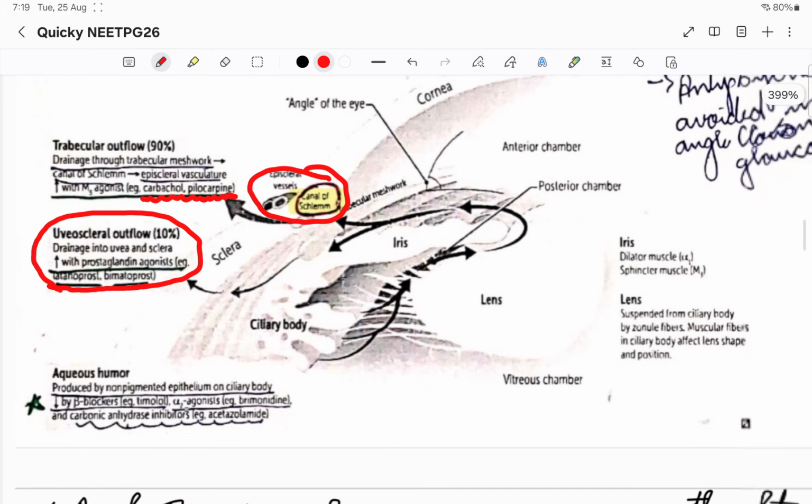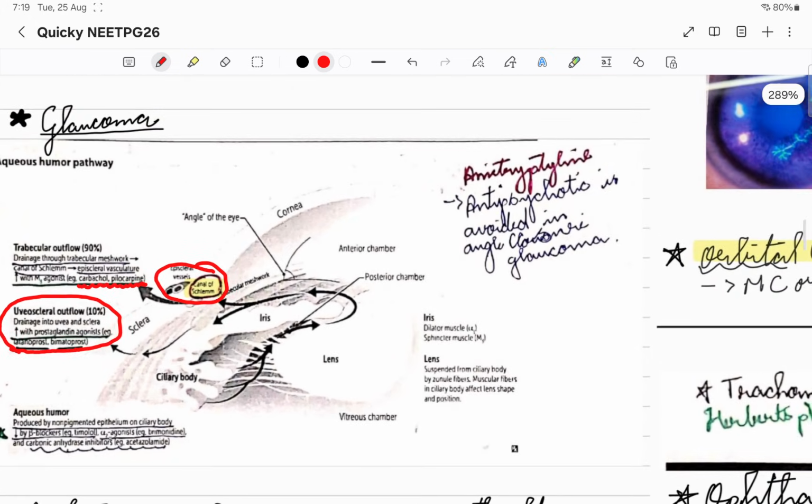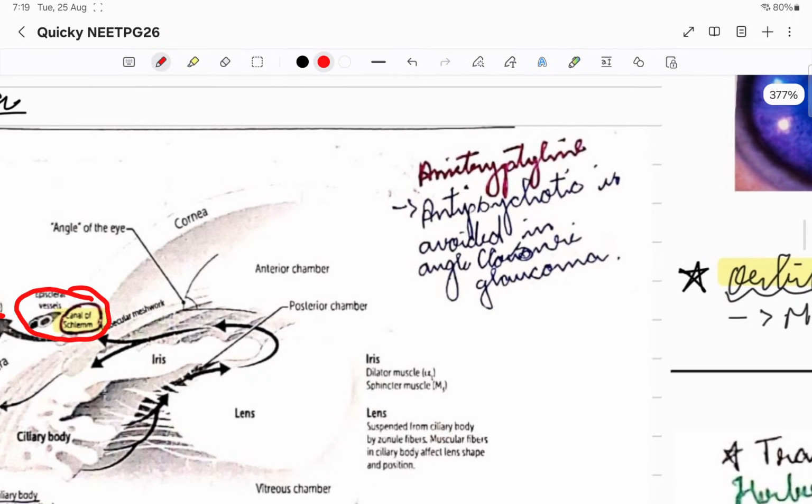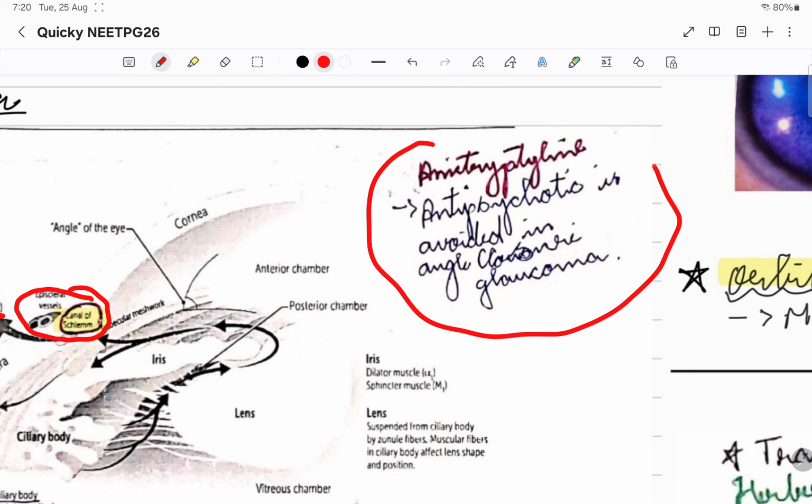Then the other thing is that amitriptyline, the antipsychotic, should be avoided in angle closure glaucoma patients. This is an extra edge point. Please remember this.